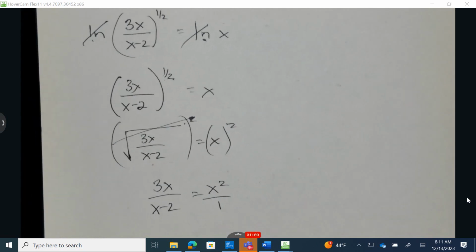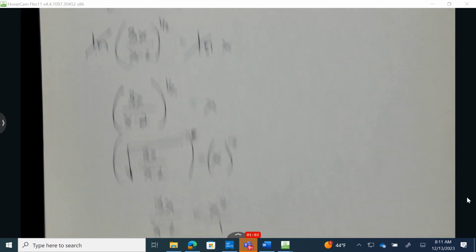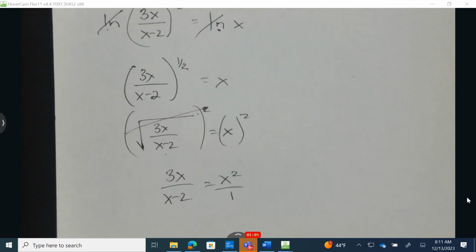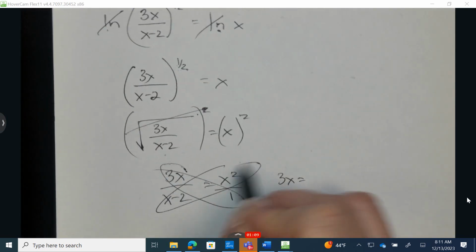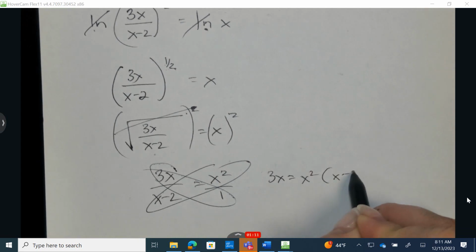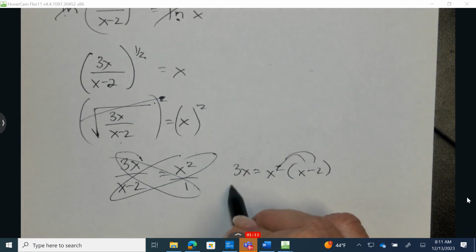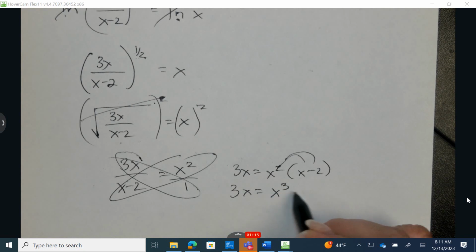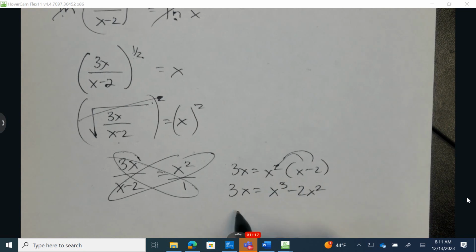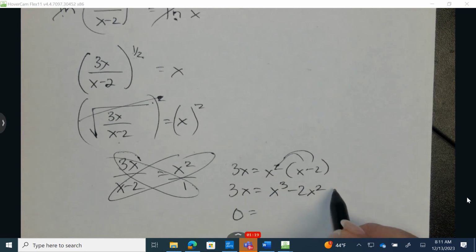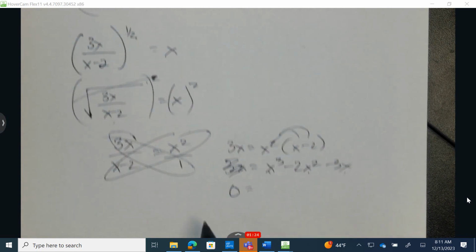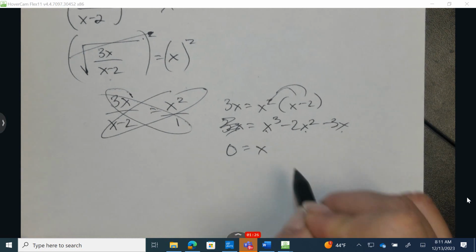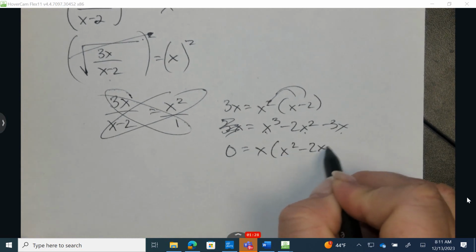And now my whole goal is to solve here. I'm going to solve for x and then plug it back in to see if it's a viable solution. 3x times 1 is 3x. And now I have x squared times x minus 2. Let's distribute to get 3x equals x to the third minus 2x squared, moving everything to the same side. So I'm going to move this over by subtracting. And when I move it over, I recognize that all of these terms contain an x. Let's factor out an x: x squared minus 2x minus 3.